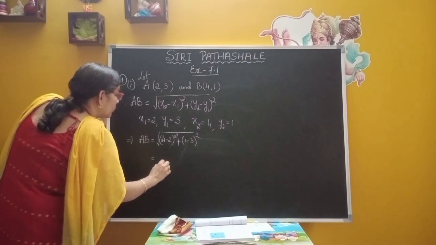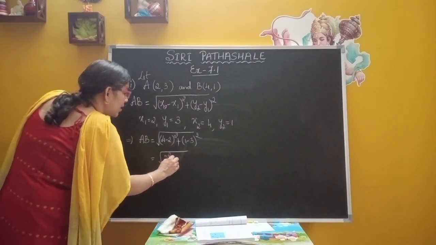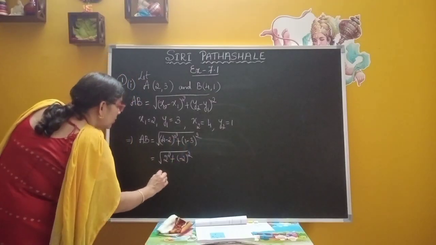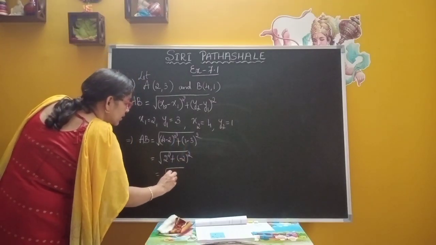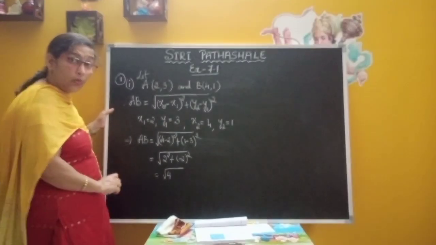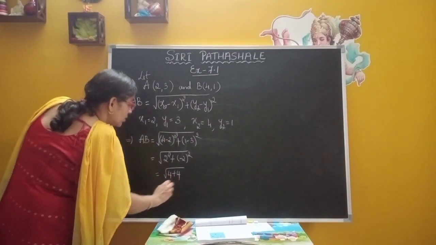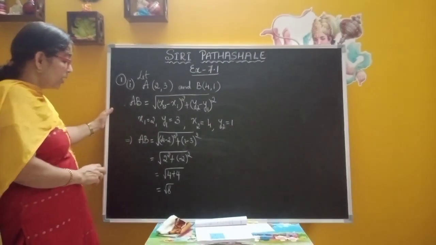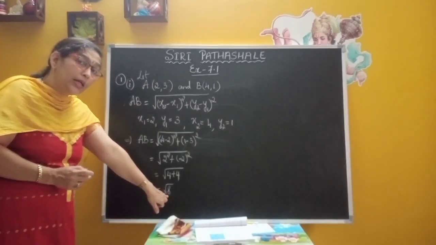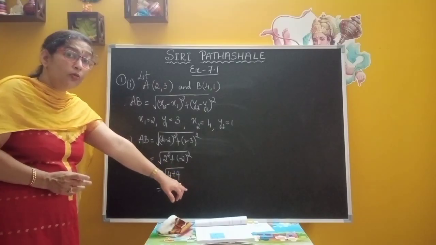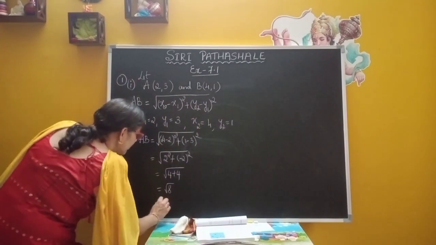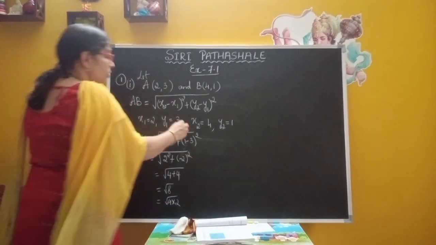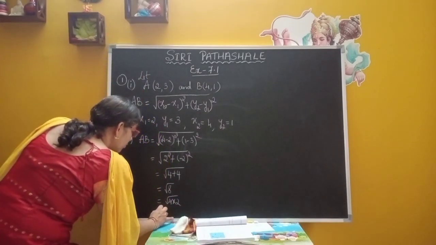So what do we get here? 4 minus 2 whole square is 2 square, plus 1 minus 3 is minus 2 whole square. So 2 square is 4, minus 2 square is also equal to 4. So 4 plus 4, 8. Square root of 8. How can we simplify this? Can we write root 8 as root 4 into 2? 4 2s are 8, no? So square root of 4 is 2. So this is nothing but 2 root 2.